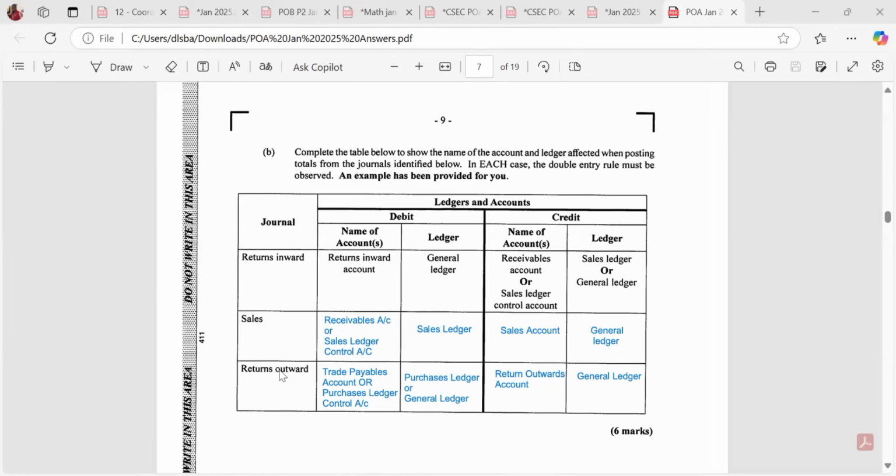Return outwards transfers to return outwards account. Return outwards is always credited. Remember, PRIDE is purchases, return inwards, drawings, expenses. Those are always debited. Once it's not in PRIDE, it's going to be credited. So you credit the return outwards account. The return outwards would come from trade payables, people that you bought from on credit and you returned goods to. So you would debit your trade payables because when you return to them, you're now owing them less. And when liabilities decrease, you debit. And your trade payables will be found in your purchases ledger.